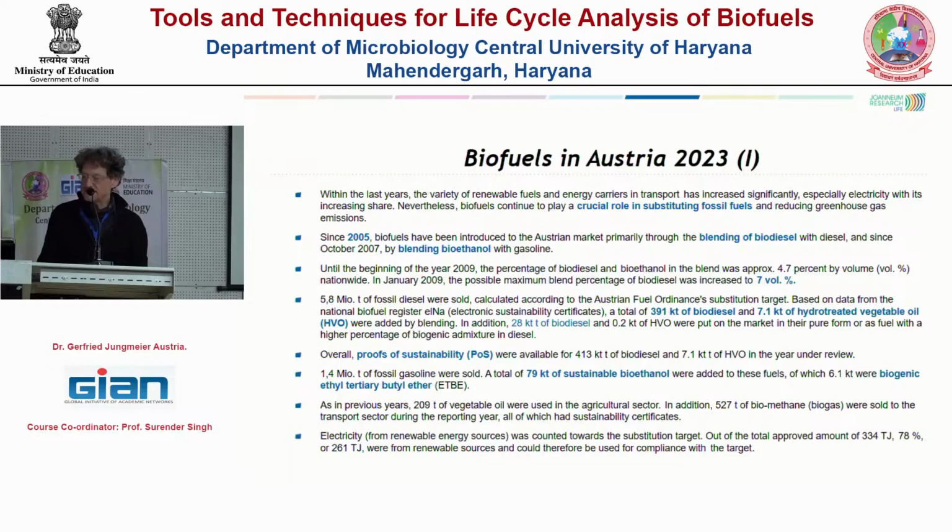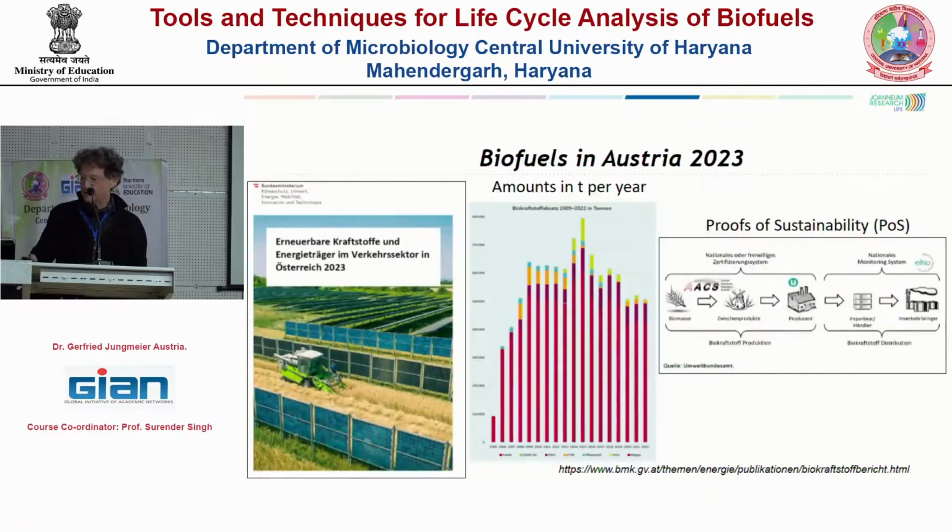The interesting thing, if you look at this reporting of Austria, is that in Austria we use very much waste cooking oil for making the biodiesel, and this has a very good greenhouse gas balance, as we've seen. And you get a better price if you have lower greenhouse gas emissions.